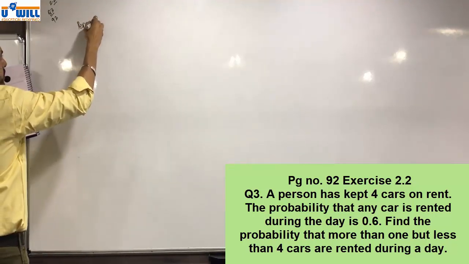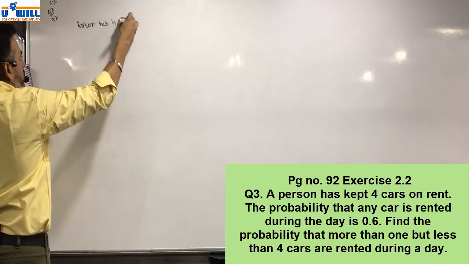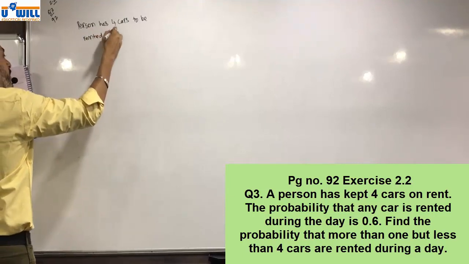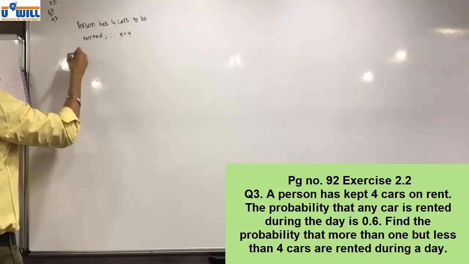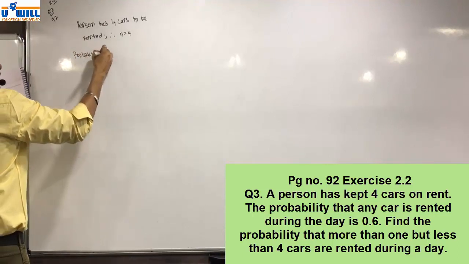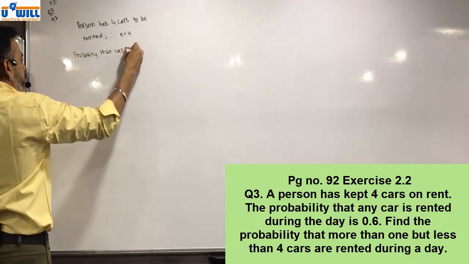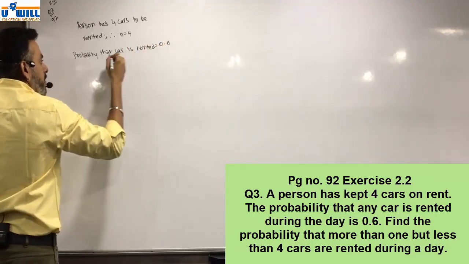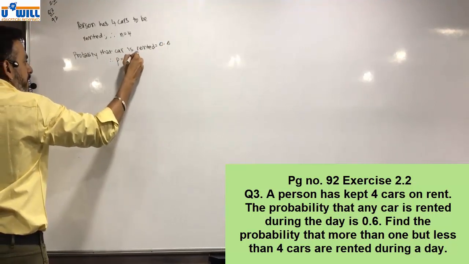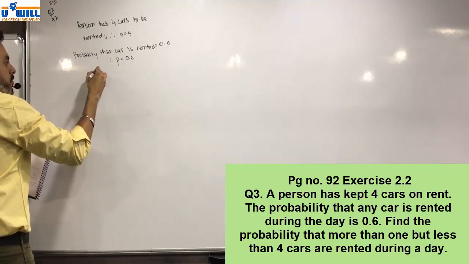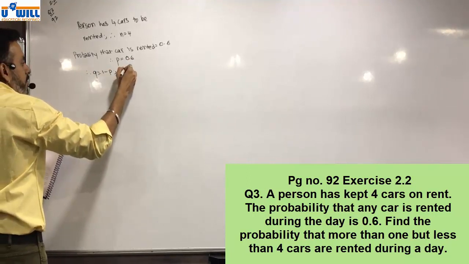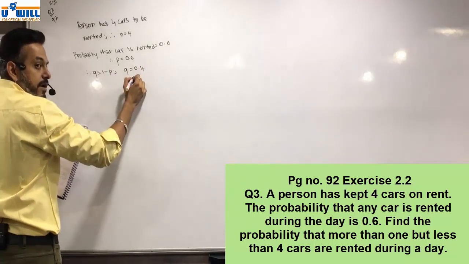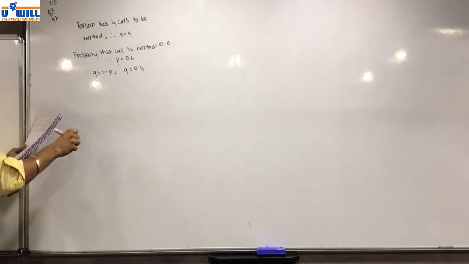Person has 4 cars to be rented. Therefore, n is equal to 4. Probability that car is rented is equal to 0.6. Therefore, probability of success p is 0.6. Therefore, q is equal to 1 minus p. So q is equal to 0.4. Did you understand this? Okay, now what we have to find?